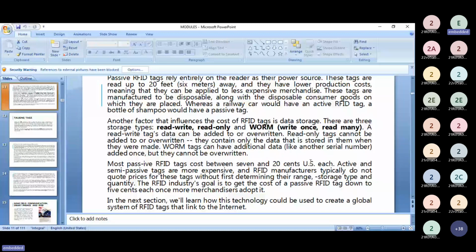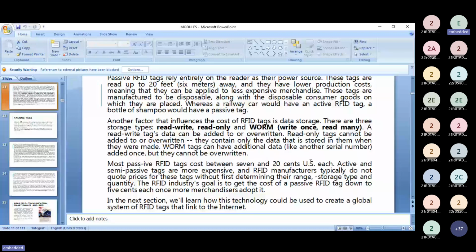Passive RFID tags rely entirely on the reader as their power source. These tags are read up to 20 feet away, and they have a lower production cost, meaning that they can be applied on less expensive merchandise. These tags can be manufactured to be disposable along with the disposable consumer goods on which they are placed, whereas a railway car would have an active RFID tag, a bottle of shampoo would have a passive tag.